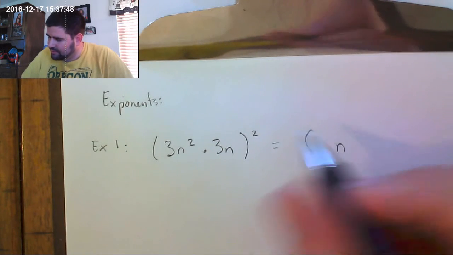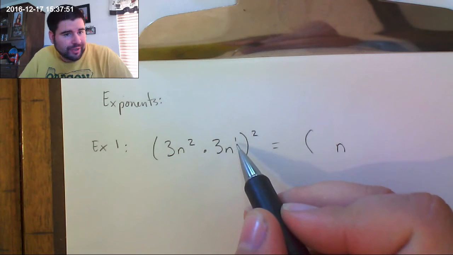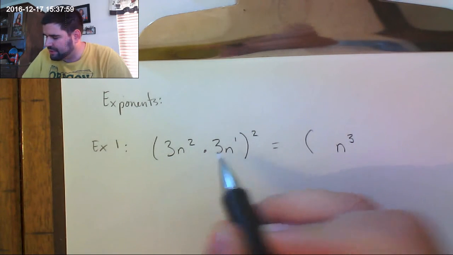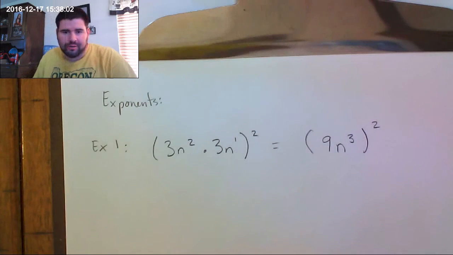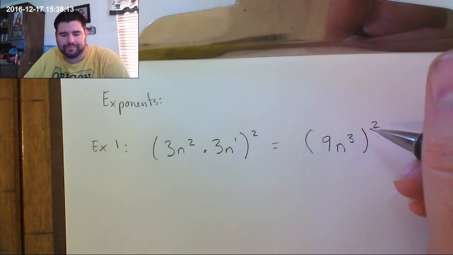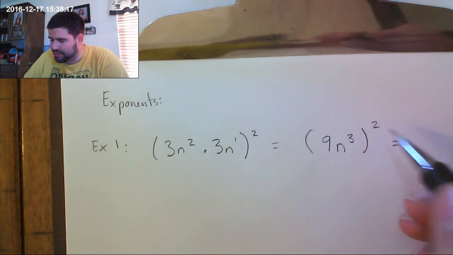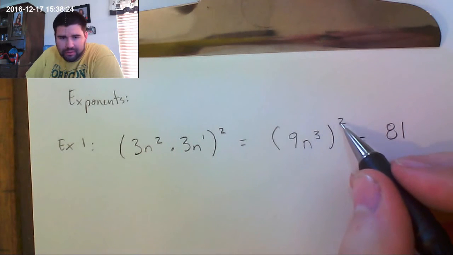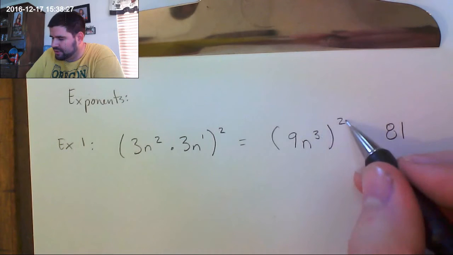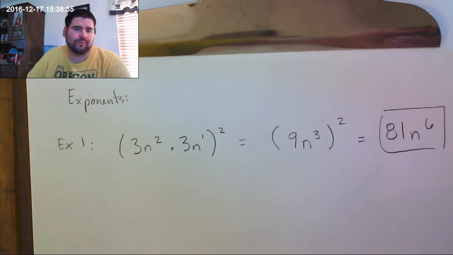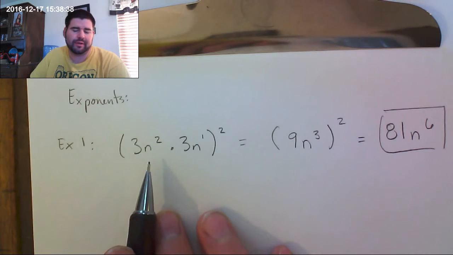My base is going to be n, and the exponents, I got a little invisible 1 right there. You always have to remember that. 2 plus 1, that's equal to 3. And then 3 times 3, that equals 9. Now, I bring the squared out, and I'm ready to simplify my exponent. And so what you do here is you square everything inside of the parentheses. And that's going to give you 9 squared is 81, and n to the 3rd power, if I squared that, I would just multiply these two together, and that gives me 6. So I'd have n to the 6th power, and that is my simplified exponent from here. And that's all you would do.